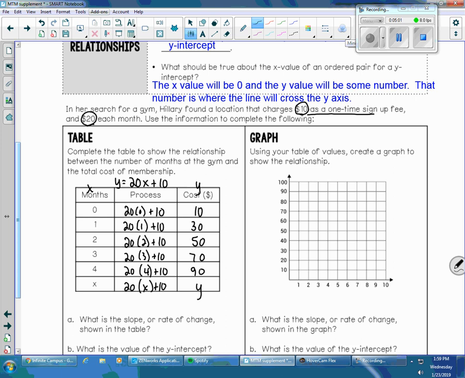If I do that, I'm not going to get the same thing all the way through. I'd get 30 divided by 1, which is 30, 50 divided by 2, that's 25. So I already know that this is not going to be a proportional relationship. I can't just divide y by x.